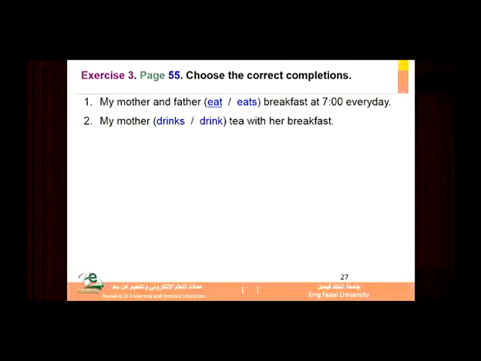Question number 2, my mother drinks or drink tea with her breakfast. My mother is a third person singular pronoun, so the verb takes an S, so we would expect my mother drinks tea with her breakfast. Moving to number 3, I take or I takes a bath every morning. I take a bath every morning. So clearly the subject of this sentence is a first person singular pronoun. First person singular pronouns do not take an S at the end, so I take a bath every morning.